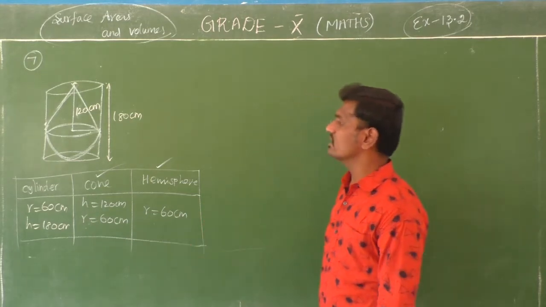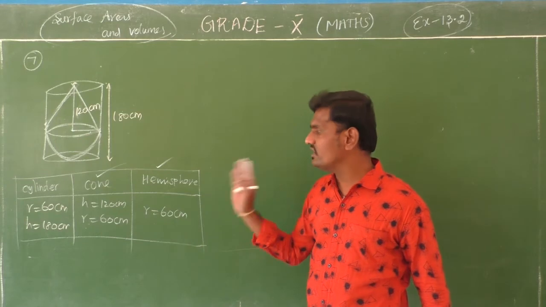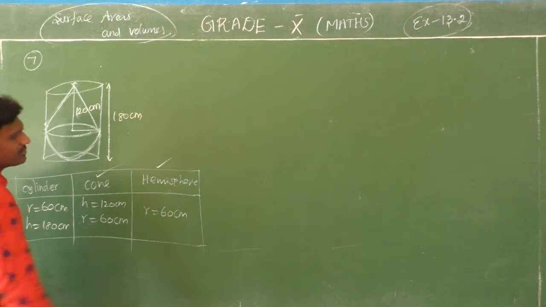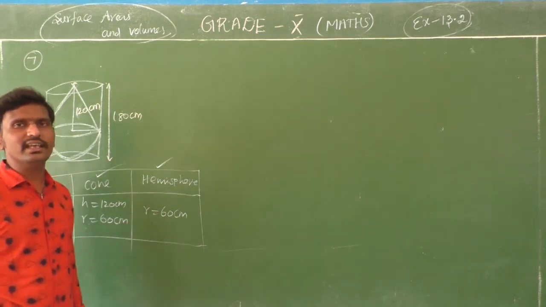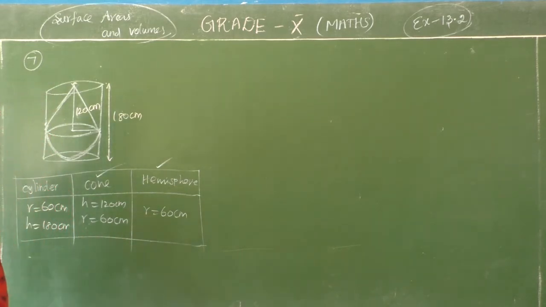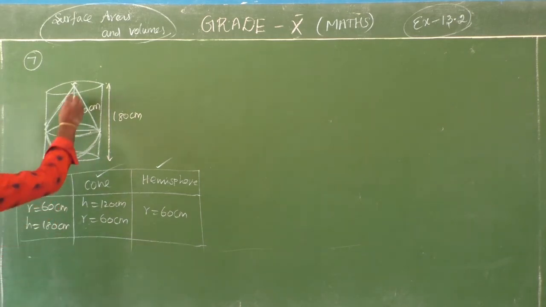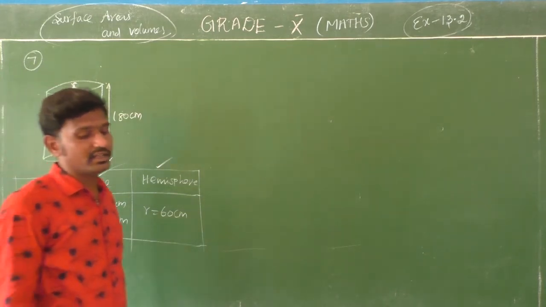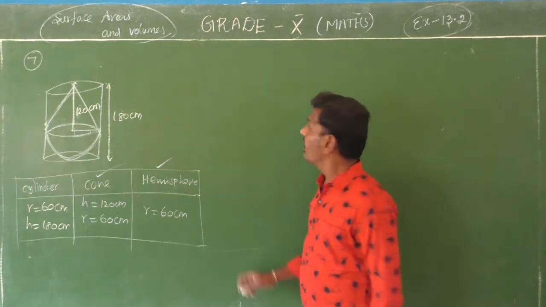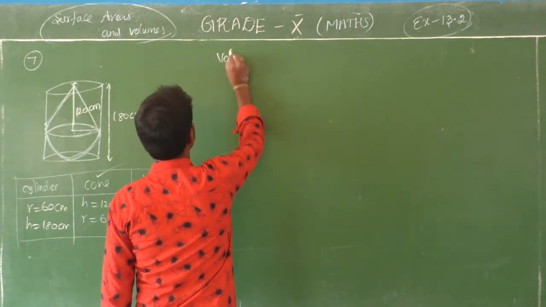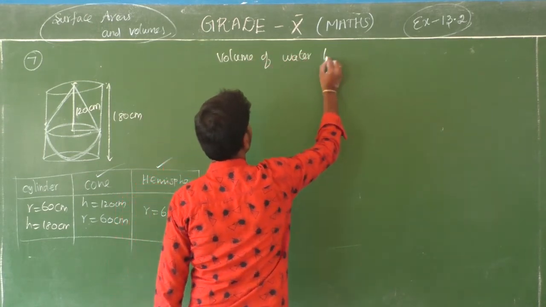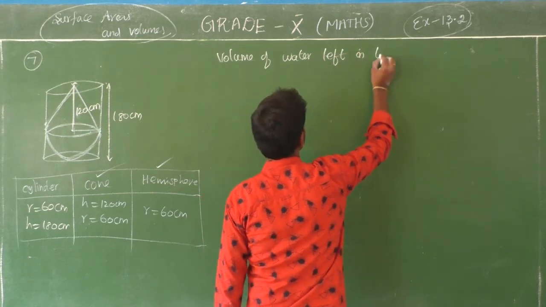Okay students? Yes. So we got the three shapes and these three shapes have some dimensions. So look at this. You have the three shapes with the same radius. How much? 60 centimeter. So only the height varies. That is, the height of this one is 120 centimeter and the height of the cylinder is 180 centimeter. Have you got it children? Now we are going to find the volume of water left in the cylinder.